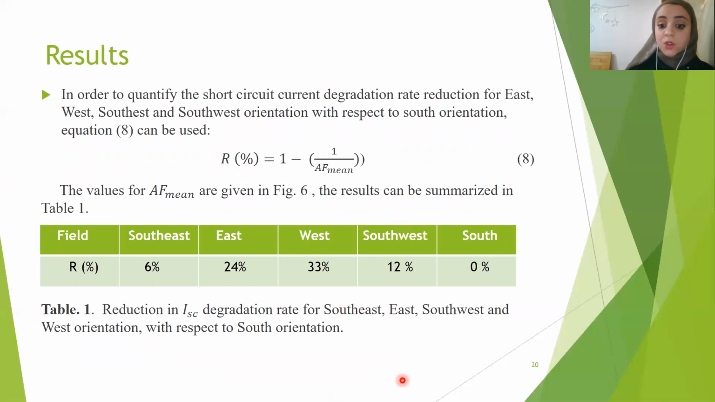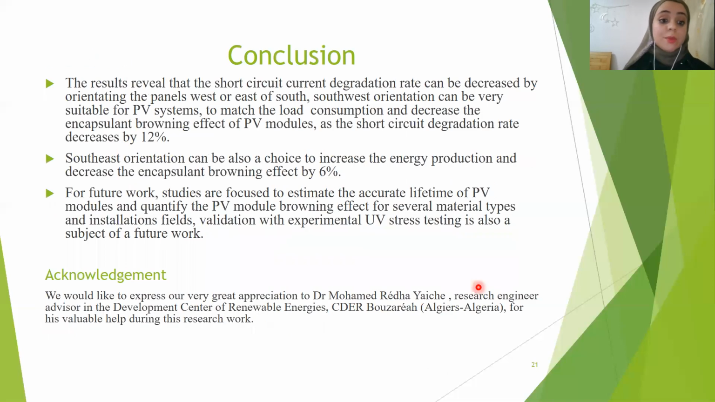Here we can summarize the results. We can determine the I short circuit reduction when changing the PV panel orientation. So for the south to east orientation, there is a reduction of the I short circuit degradation rate by 6%. For the east, 24%. For west, 33%. For southeast, 6%, for southwest, 12%, and for south, this is the one we have compared with.